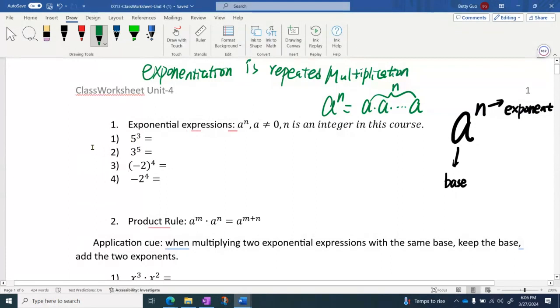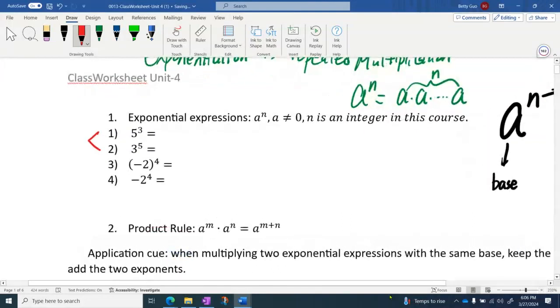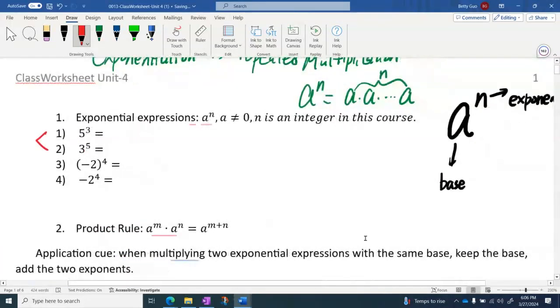Let's look at number 1, number 2. The two expressions are very similar, right? First, you need to see 5 to the power 3 and 3 to the power 5. Those two expressions both are exponential expressions because they have that look. They have a number on the bottom, and a number on the shoulder of the first number. They have the base, they have the exponent.